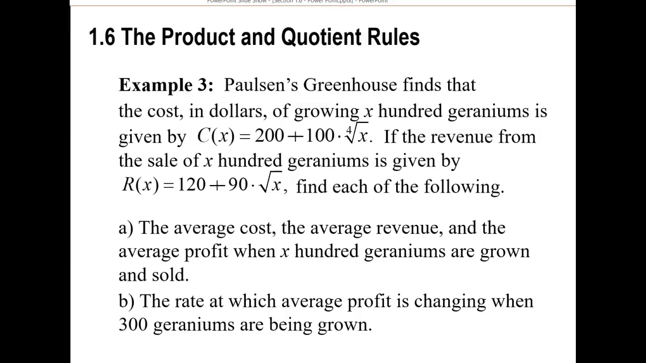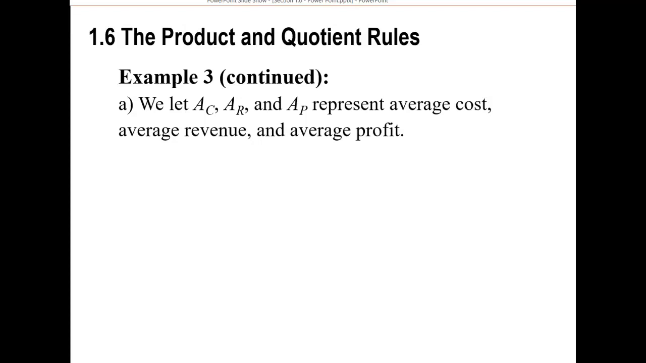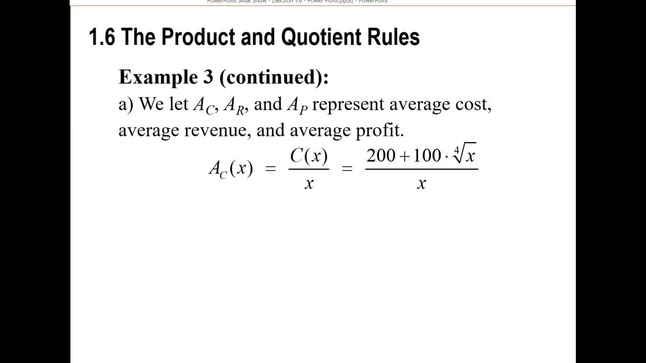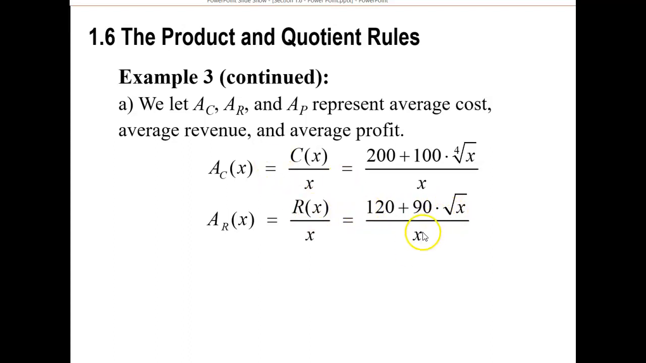All right, so part A. We're going to let A sub C, A sub R, and A sub P represent the average cost, average revenue, and average profit. So average cost, we said, was the cost function divided by X. They gave us our cost function divided by X, so that's our average cost. Revenue, same thing. We take our revenue function that we were given divided by X. So that's our average revenue function.